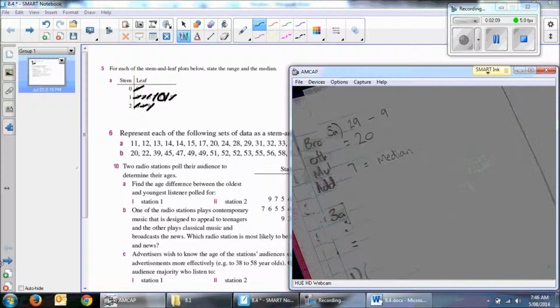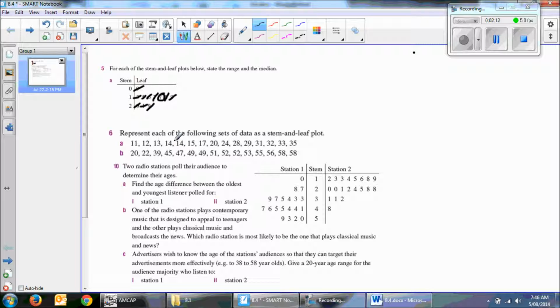Okay, from there, let's have a look at question 6. And here it says, represent each of the following sets of data as a stem and leaf plot. So, you would set it out like this. And this is very rough.